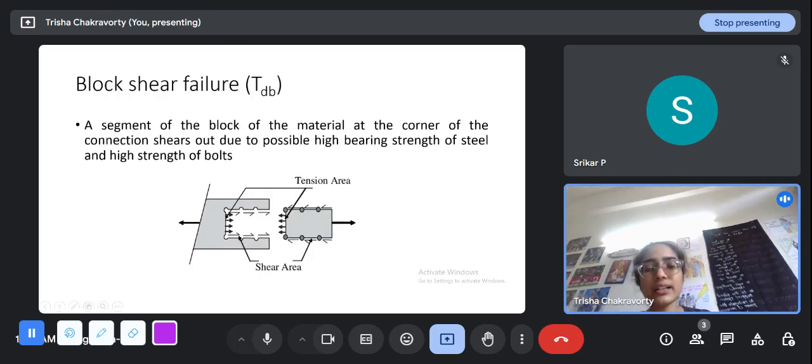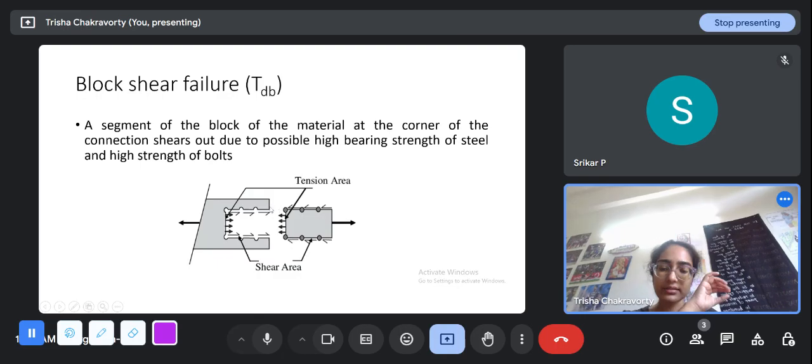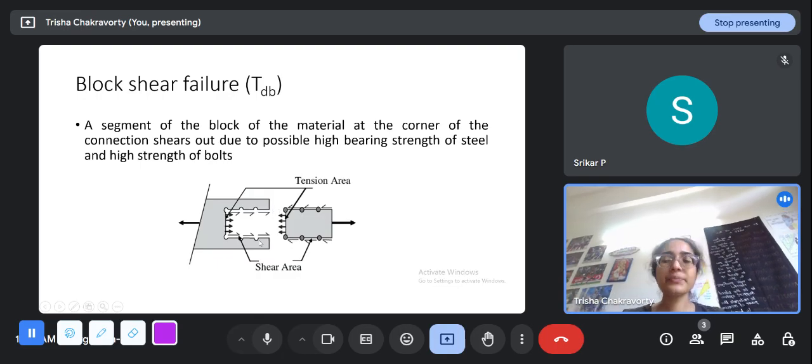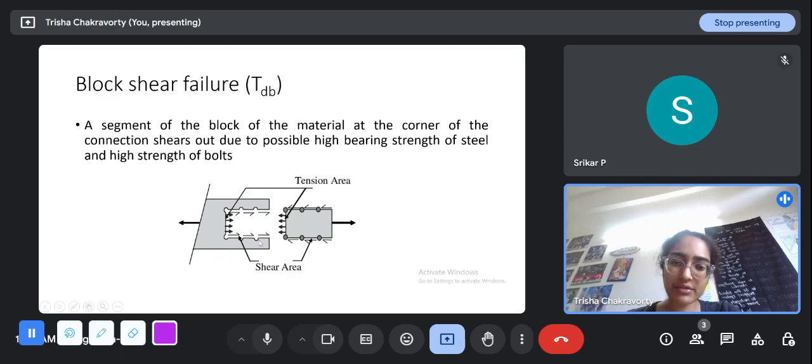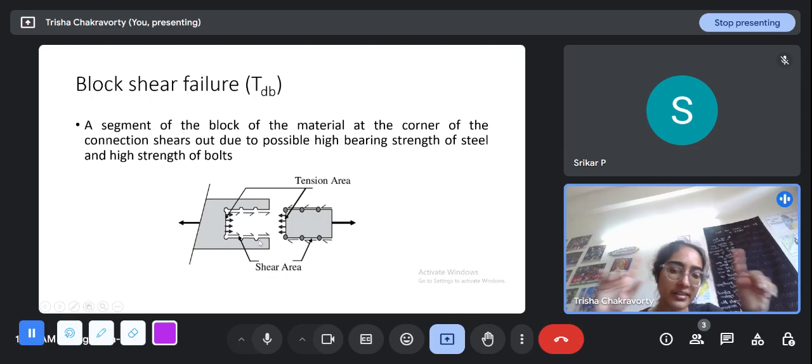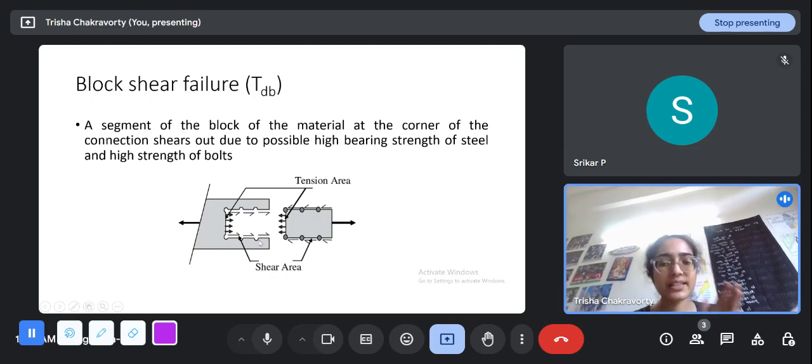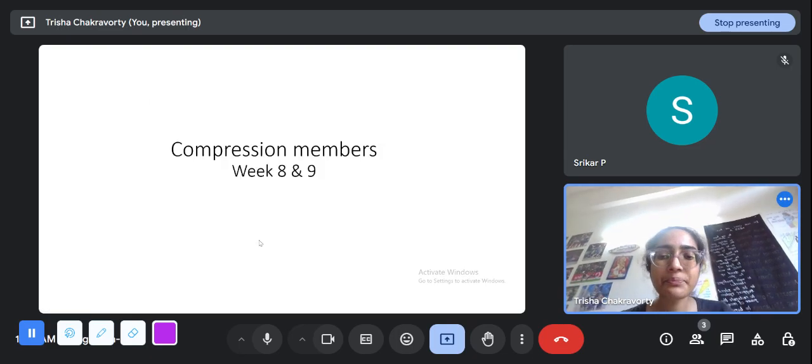In block shear failure, a block shears off along the boundary of the bolt holes. So a segment of the block of the material at the corner of the connection shears out, due to possible high bearing strength of steel and high strength of bolts. So here neither is the plate failing nor are the bolts failing. They are strong enough, but the collective high shear force makes the entire section shear away.